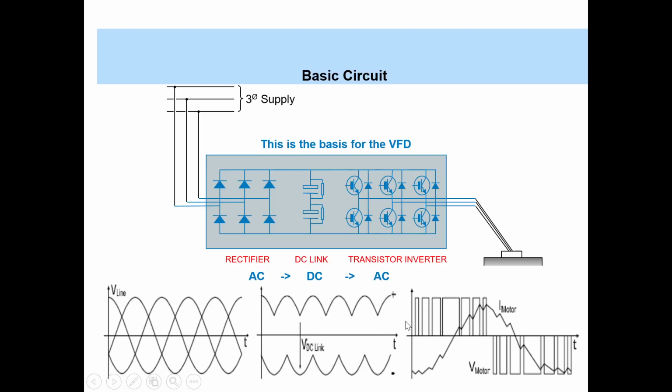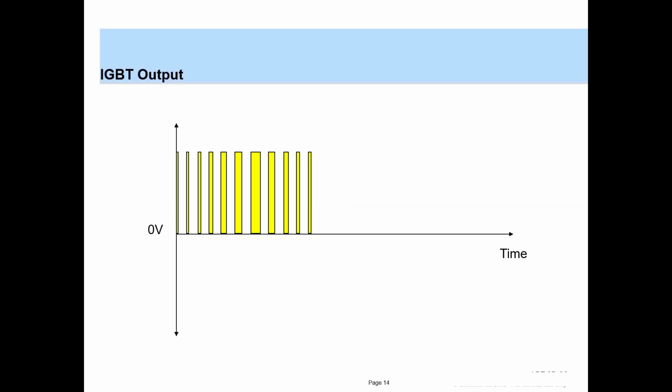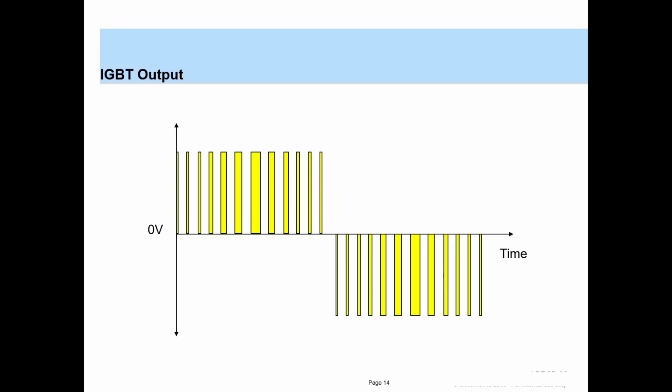Now this DC output is fed to the inverter, and the gating pulses of these IGBTs are very carefully controlled to produce a PWM output. So these square waveforms that you see here are the PWM output. This is the voltage output of the inverter, which is fed to the motor. Looking at this PWM output, this is the kind of output that the inverter generates.